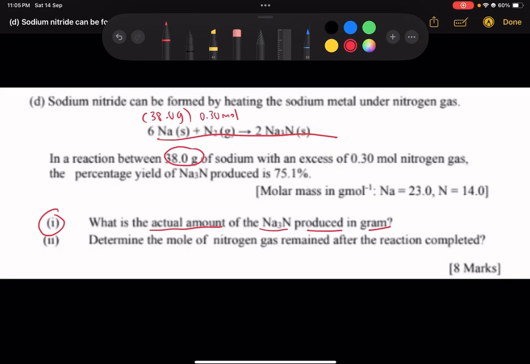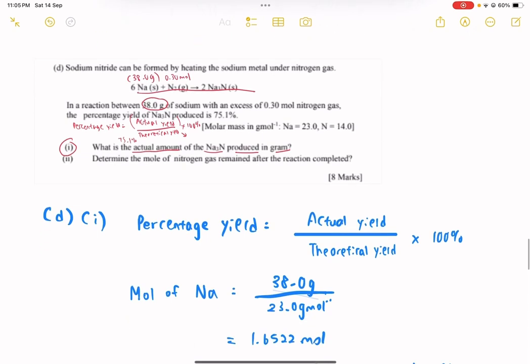Okay, to find this, we have to know that percentage yield is actually equal to actual yield divided by theoretical yield times 100. So we have the percentage yield 75.1. We have to find the actual yield. So we have to first find the theoretical yield. Okay, so how to find the theoretical yield? So it's like this.